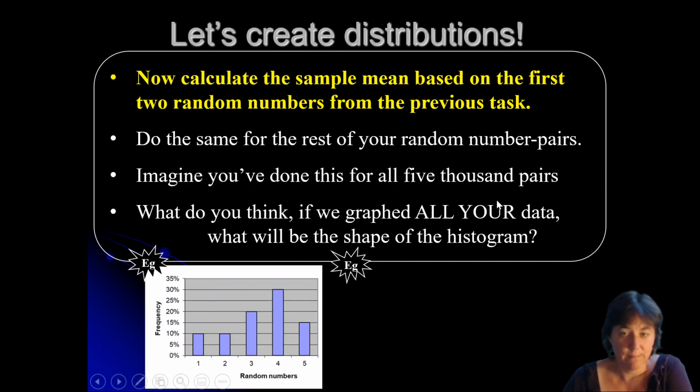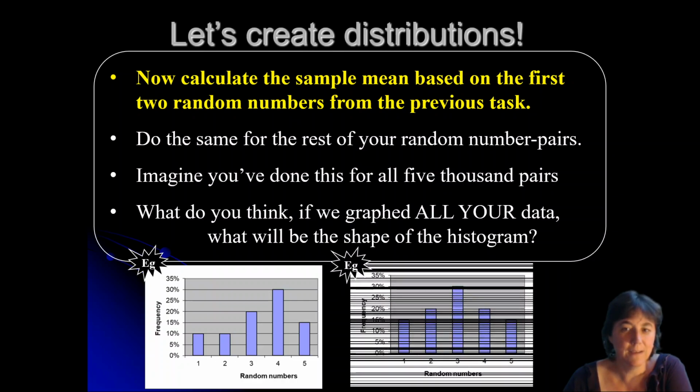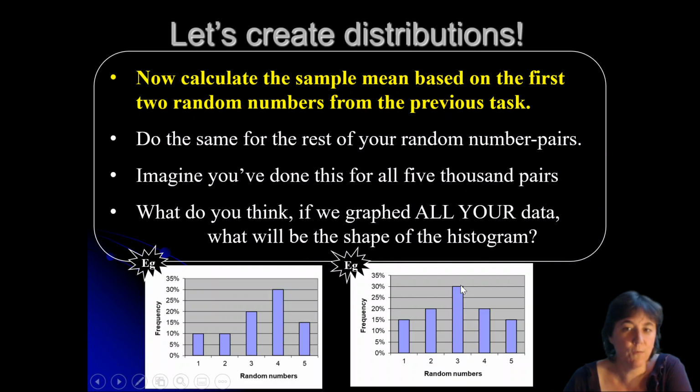And again, imagine that you've done this for all 5,000 pairs. And the question remains, what will the shape of the histogram be like? Well, this is not really a spoiler because it doesn't really show you the result. It's kind of a random deviation here, but ideally you will have something revolving around 3. So 3 will be the most common value that you get, and the rest will follow to both sides.